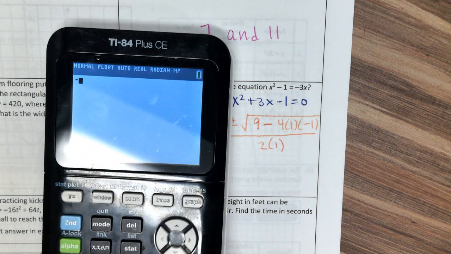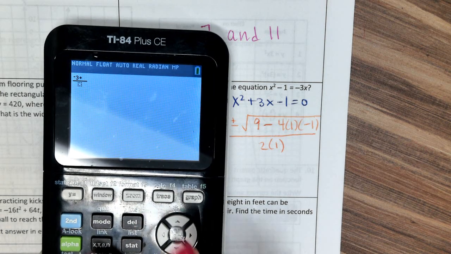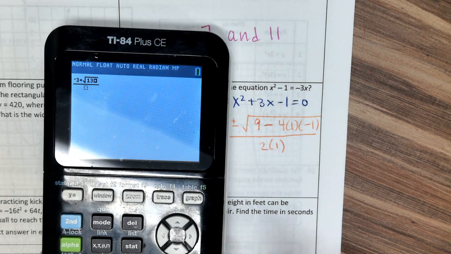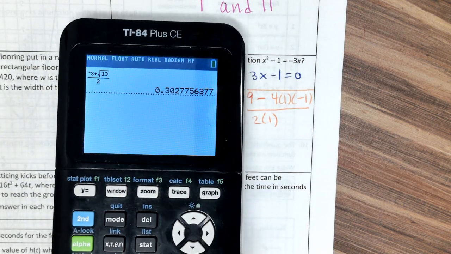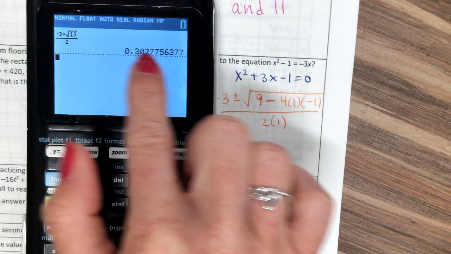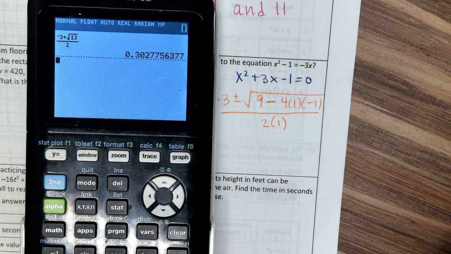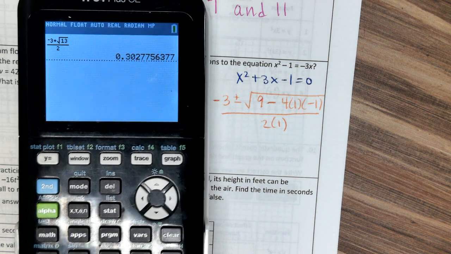What is negative 3? Oh, I need alpha y equals. What is negative 3 plus the square root of 13 over 2? Do y'all see why they left the answer like this instead of that? Because that's like a crazy answer. You could still say x is equal to approximately 0.3.